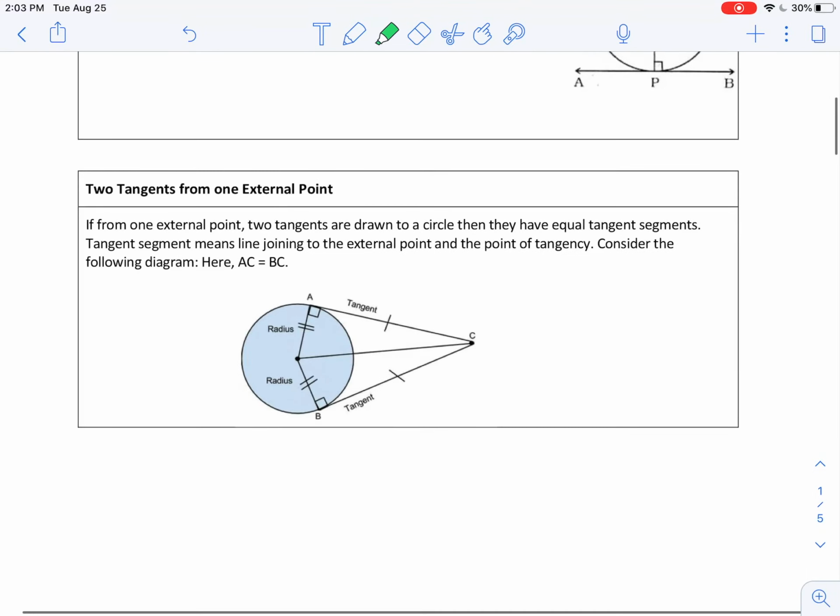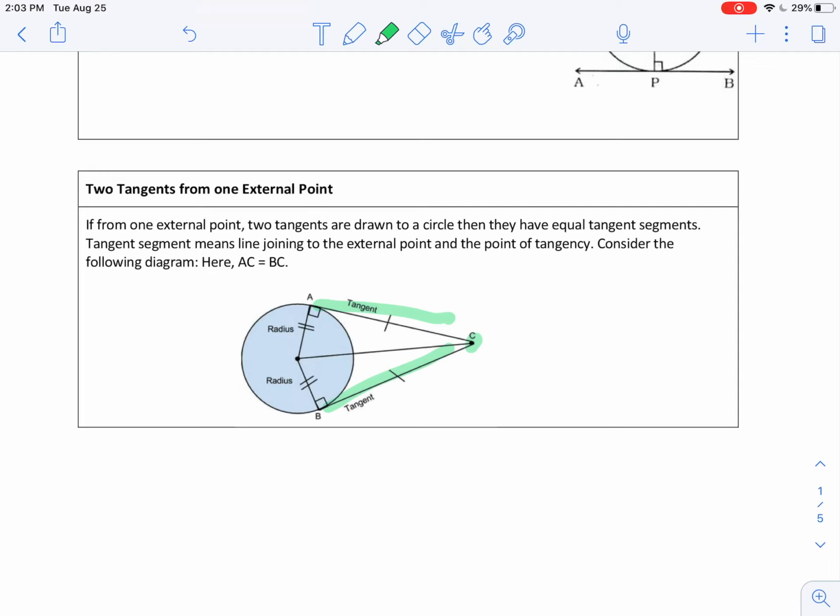And second, two tangents from one external point. If from one external point, and they're talking about point C here, that's an external point, two tangents are drawn to the circle, then they have equal tangent segments. So these two line segments are congruent. Tangent segments mean lines joining to this external point and the line of tangency.